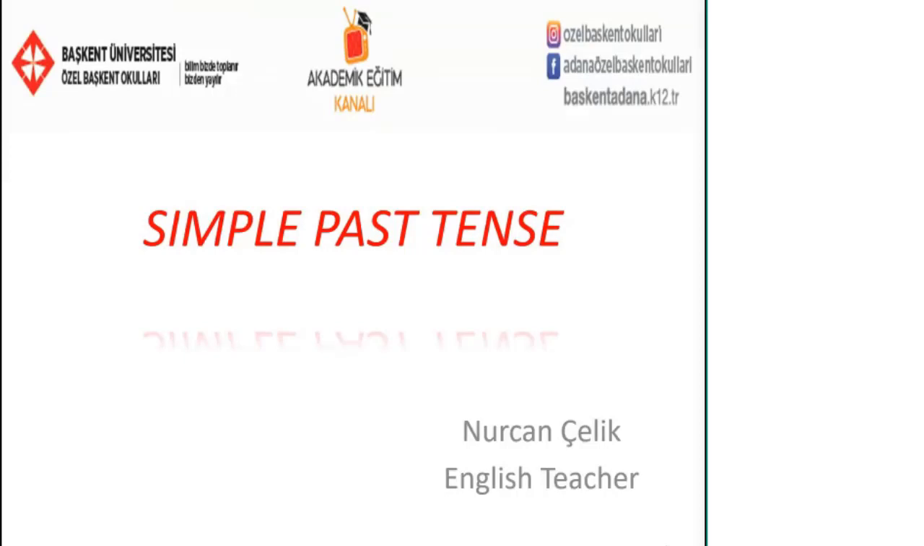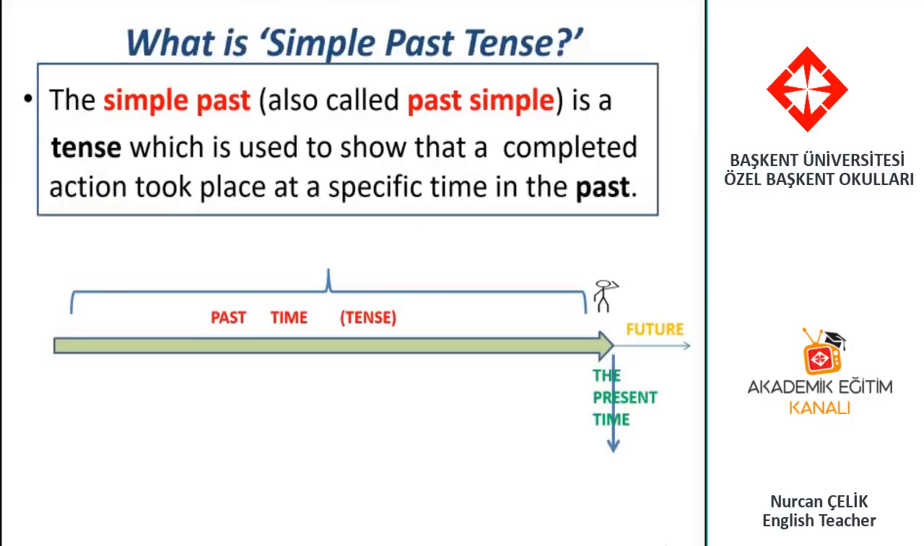Today, we are going to study simple past tense. What is simple past tense? The simple past, also called past simple, is a tense which is used to show that a completed action took place at a specific time in the past.